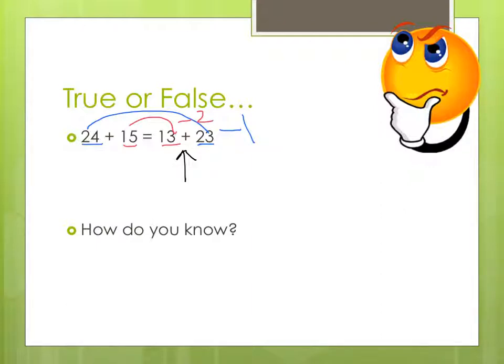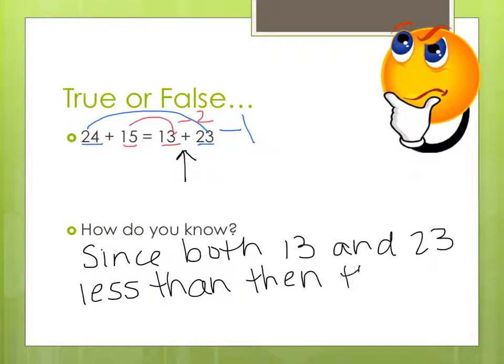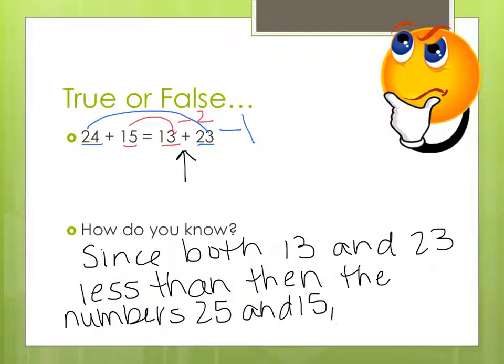My statement would look like this. Since both 13 and 23 are less than the numbers of 25 and 15, this statement is false.